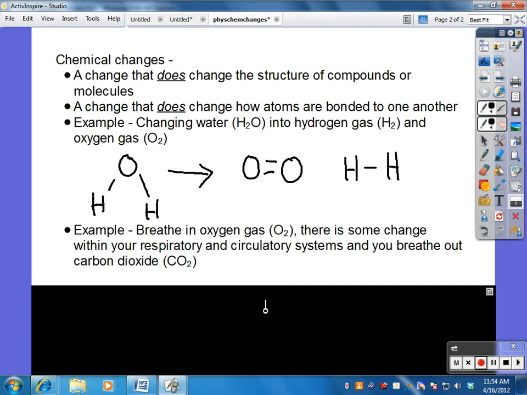The real key is, does the structure of compounds or molecules change? Does the way in which atoms are bonded to one another change? And that's what's going to get you to whether it's chemical or physical.